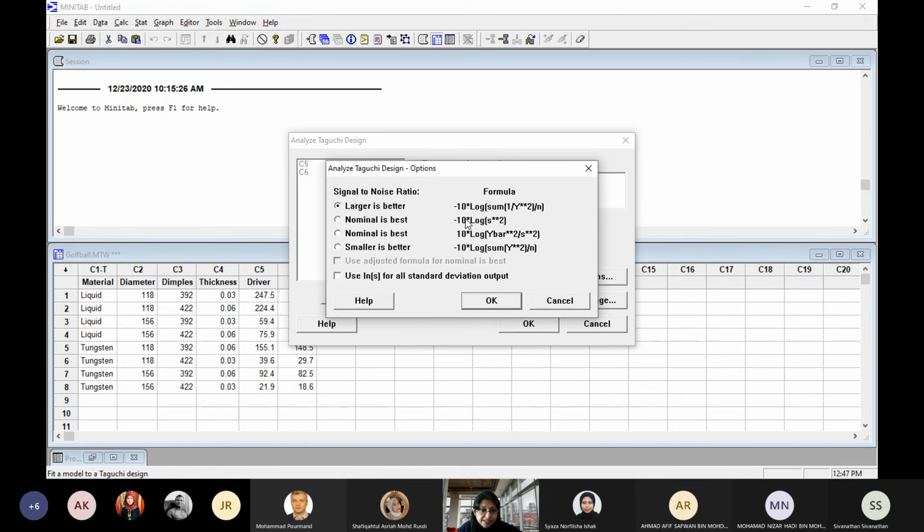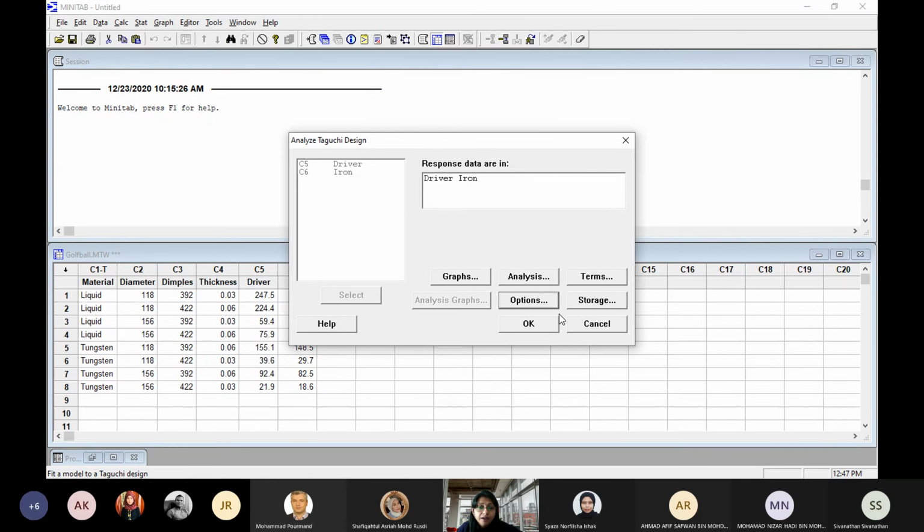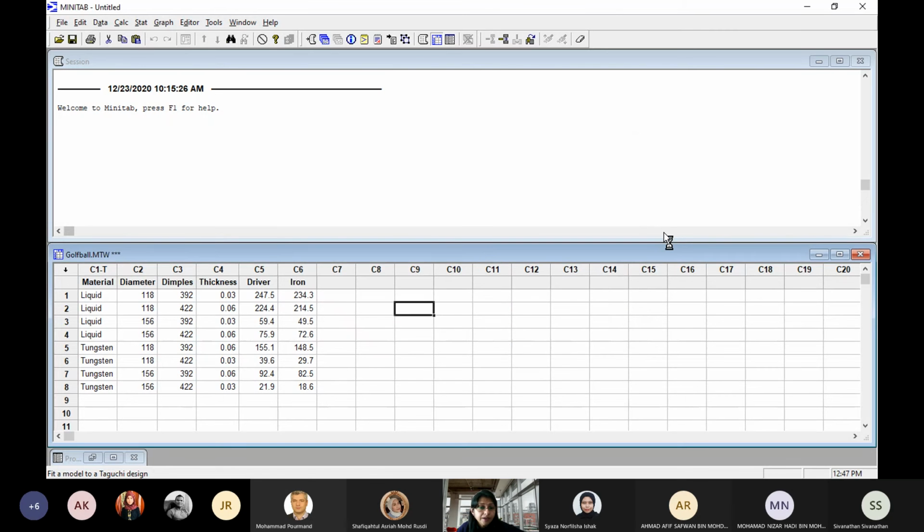It's because it's using an SNR, so depending on whether your value is very small, after you log it, it becomes negative, right? And then if you log it, it can also become a positive value. So depending on which value you're going to use, right? Okay, let's click on OK.